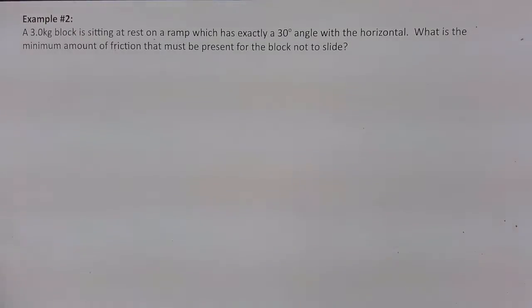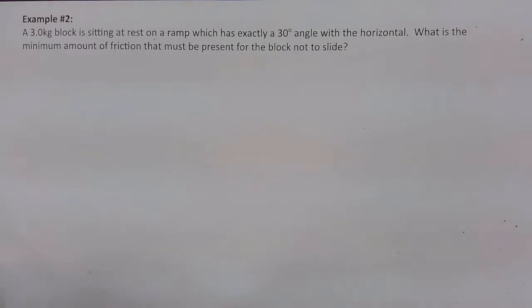All right, guys, so we're going to look at this example about a block sitting at rest on a ramp. The ramp has a 30-degree angle with the horizontal, and the question is, what is the minimum amount of friction that must be present? Now, we don't know a lot about friction yet, but we do know that it's a force. All right, we do know that that force can act to kind of oppose motion. So let's see if we can address this problem.